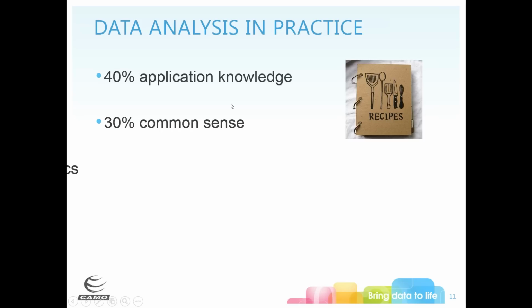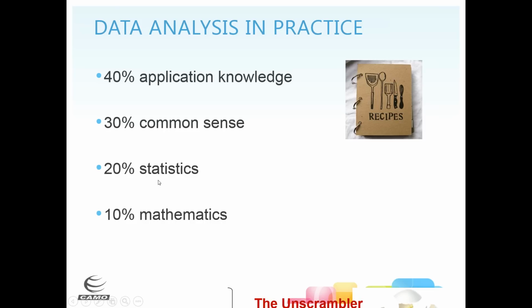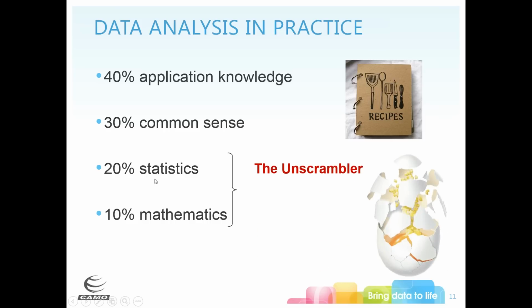So data analysis in practice. 70% of what you're going to do with your data is important that you know what you're doing. It's your application knowledge, your common sense, because you are the expert in your data, and you're the only one who can really make sense out of it. About 10% is the statistics and mathematics, and that's what The Unscrambler provides for you. So we make the tools to apply the statistics and the mathematics simple so that you then can apply your application knowledge and common sense to pull out the information from the data after using these tools.